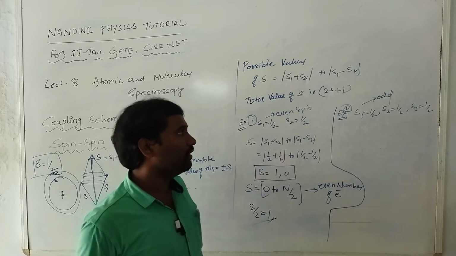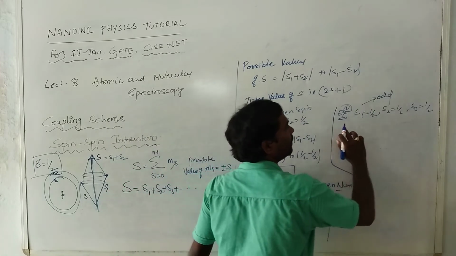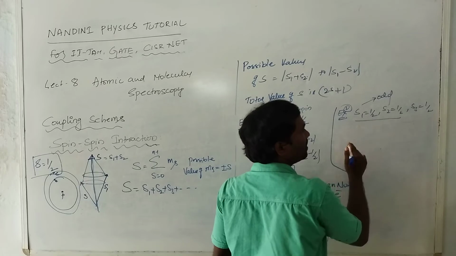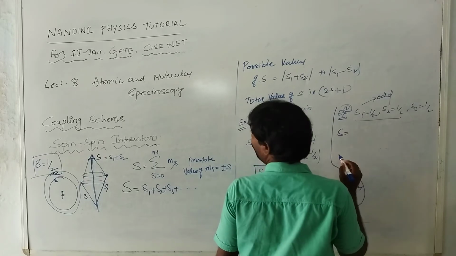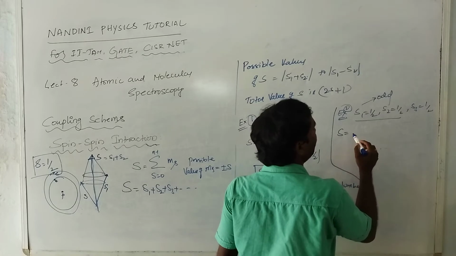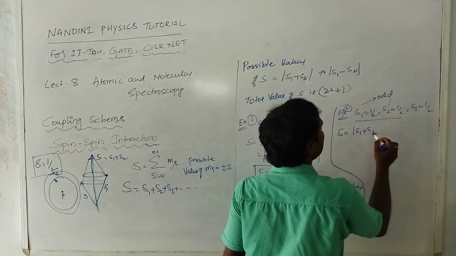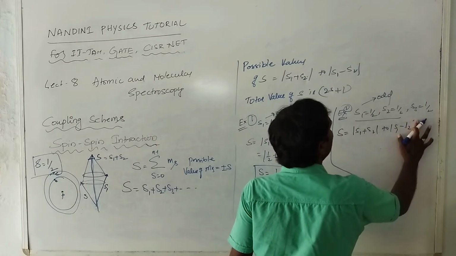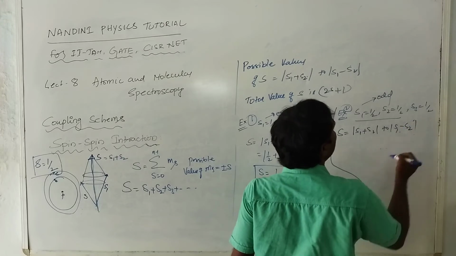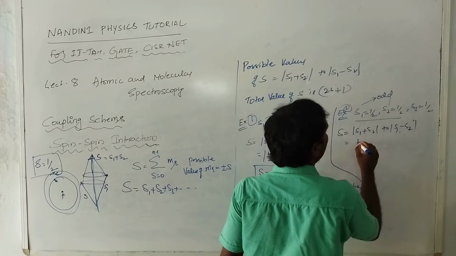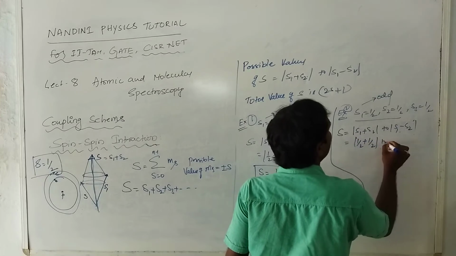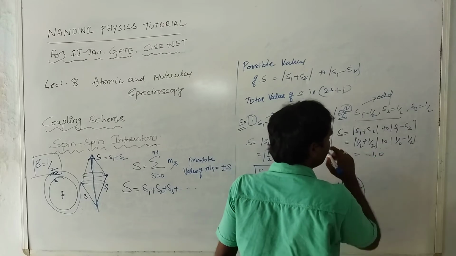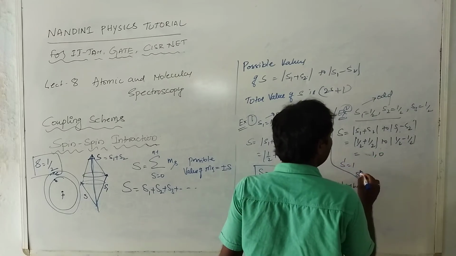But in the case of odd, what will happen? If you first do these two spins procedurally, the total spin angular momentum S is equal to S1 plus S2 down to S1 minus S2. So these are 1 half plus half to half minus half, which gives 1 comma 0. Therefore S is equal to 1 and S is equal to 0.